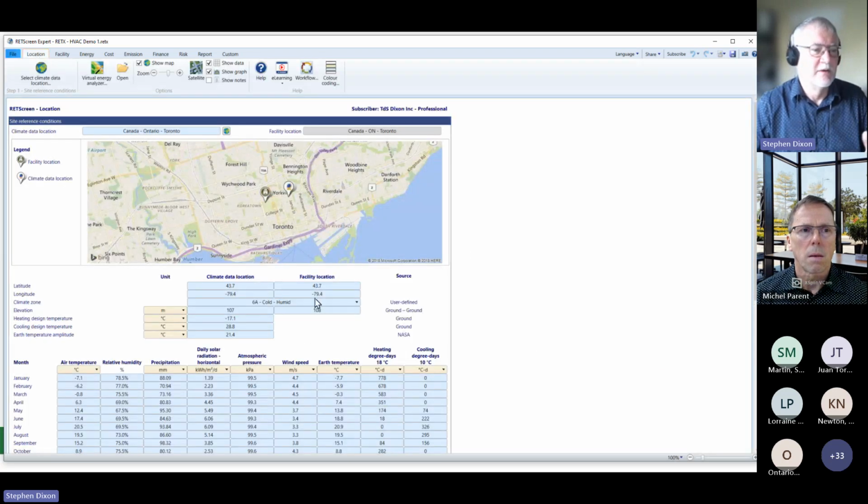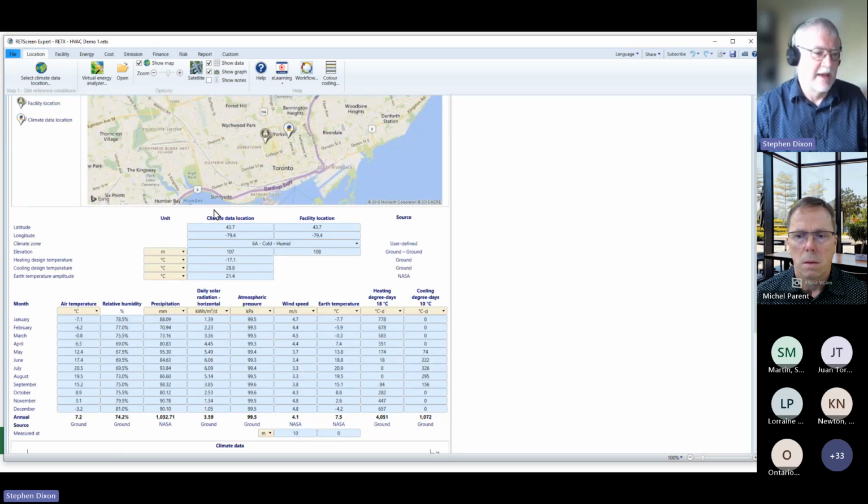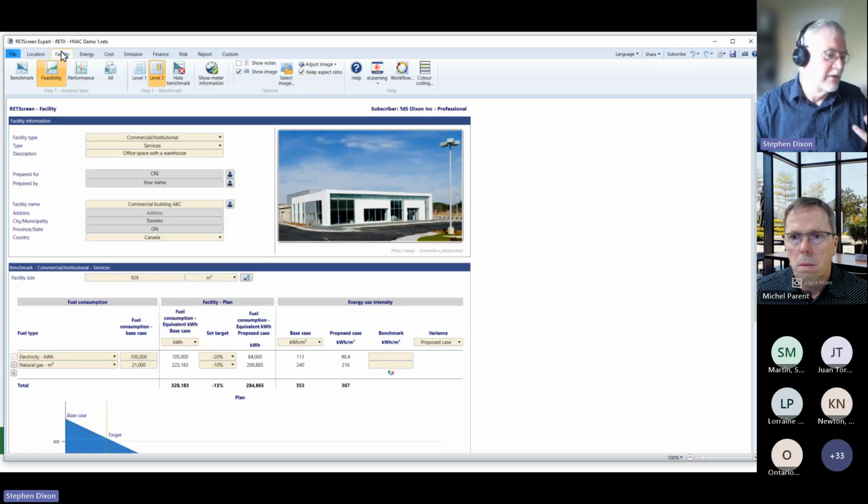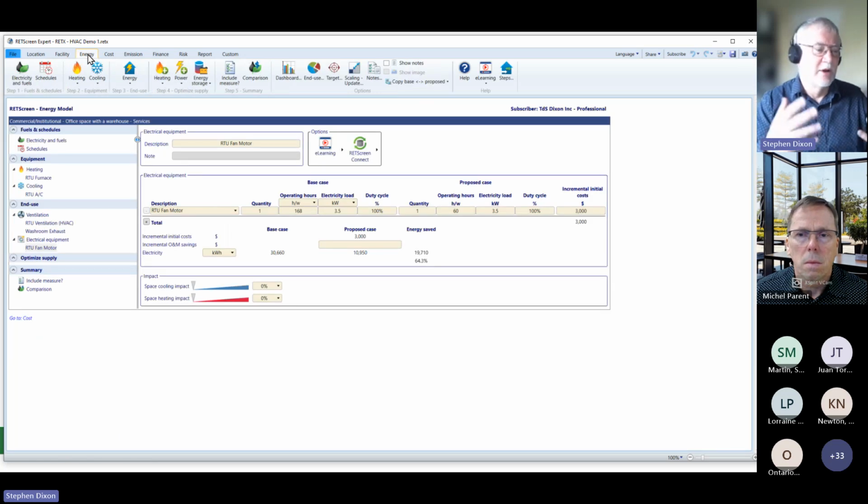I have my location, which is where I specify where this system is. So we're going to assume that the system is operating within Toronto. And here we have climate data for Toronto. So all the information we need to determine essentially the impact of the outside environment on this system. We have a facility where we can do some benchmarking. We're not going to touch on that today, but we are going to go to the energy model, and we're going to look at all the different models that I've had to create in order to model the situation.